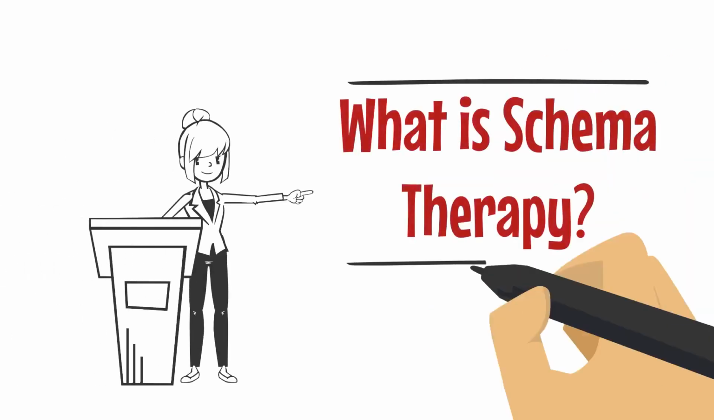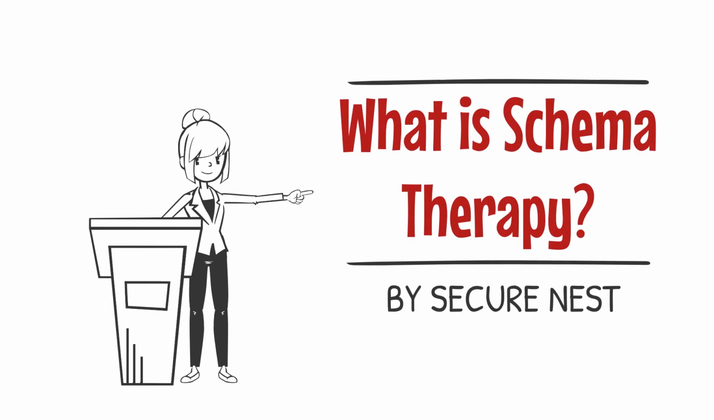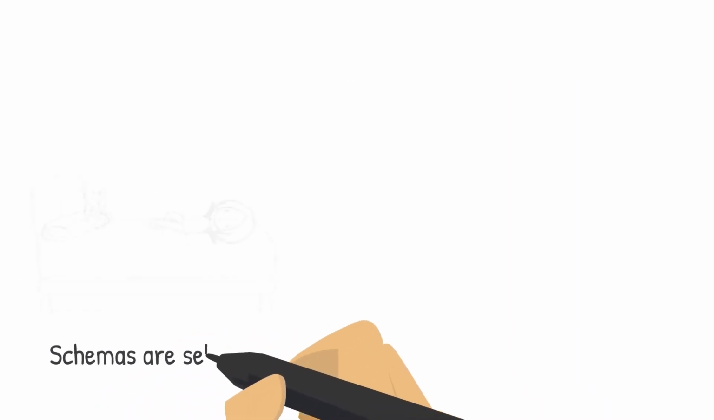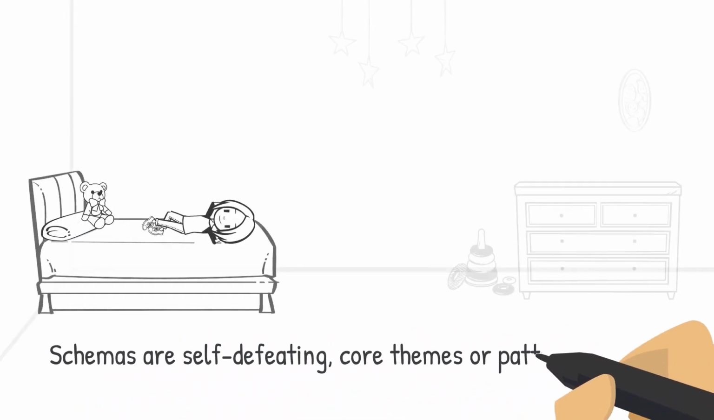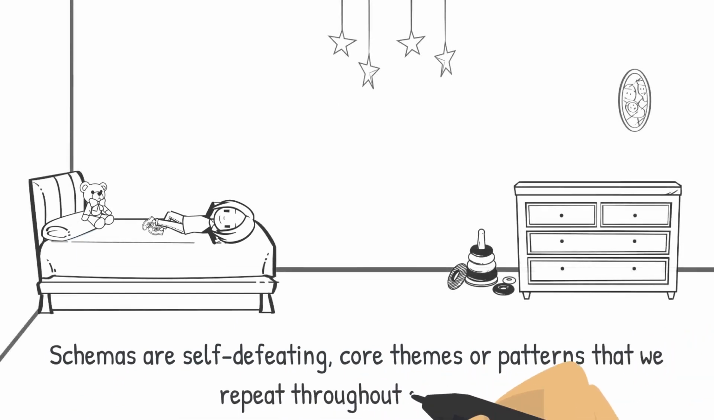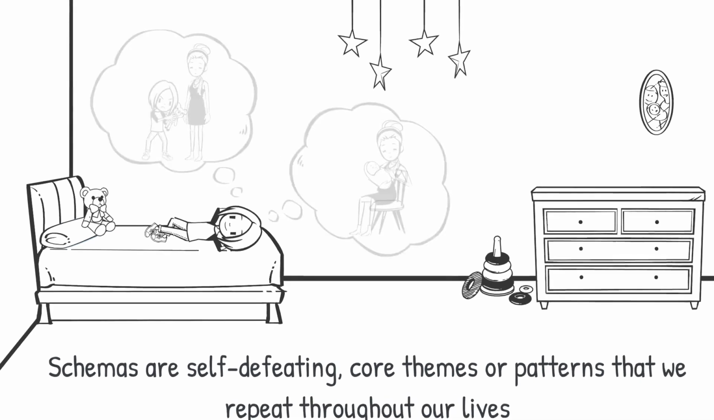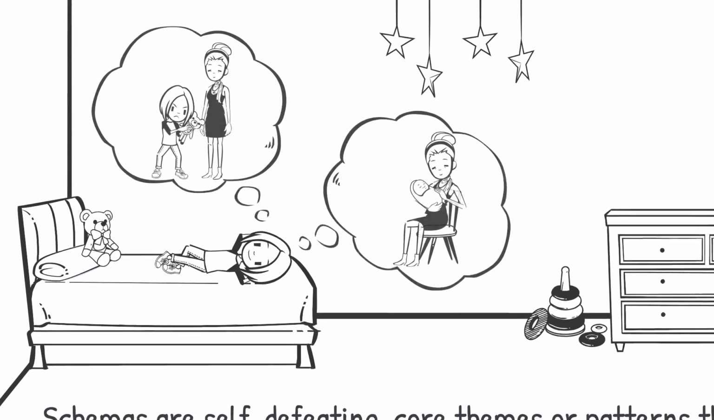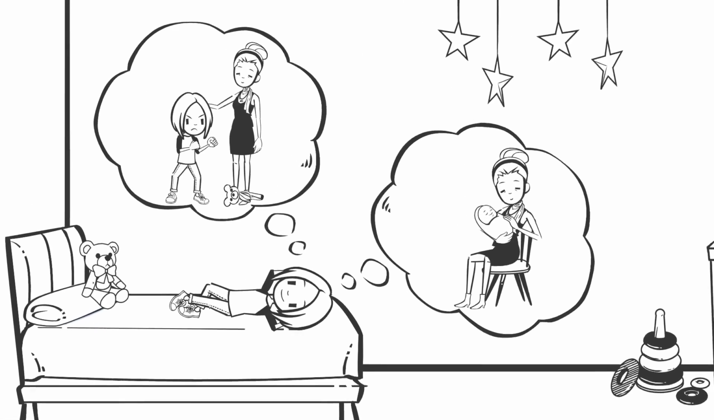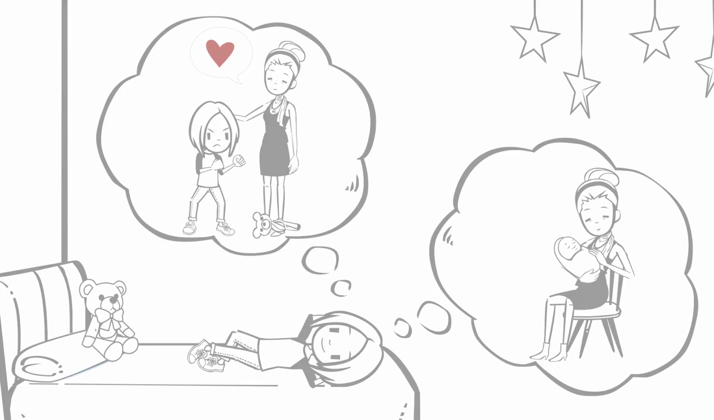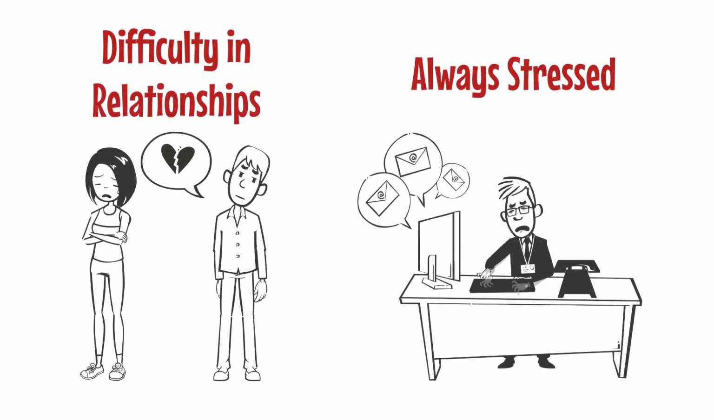What is schema therapy and how can it help me? Schemas are self-defeating core themes or patterns that we repeat throughout our lives. Many of our schemas develop in early life in response to unmet needs. These needs include safety, love, emotional connection, and attention. When our needs are not met in childhood, schemas develop that lead to unhealthy life patterns.